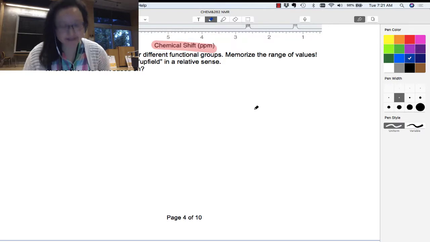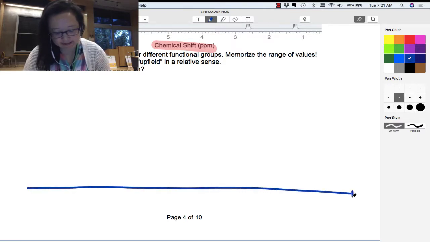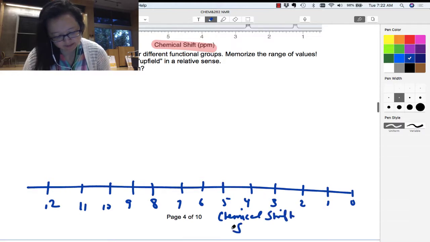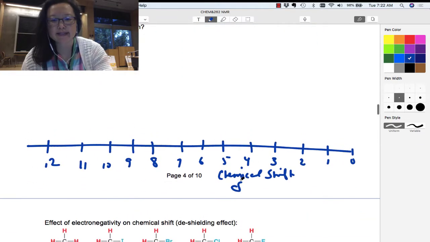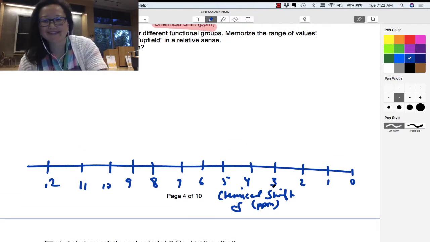So in this space right here, let's just draw the x-axis, and I'd like you to number it from 0 to 12. This is chemical shift, so please show that. The symbol for chemical shift is lowercase delta, like partial positive, partial negative, that delta, and we put ppm for its unit. So always label your axes. That's what scientists have to do.